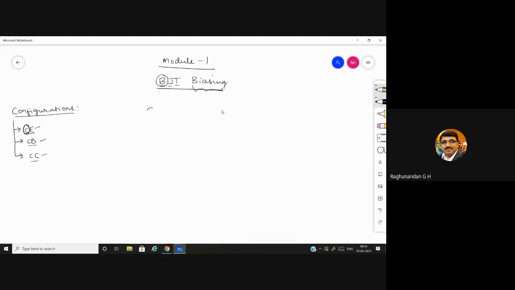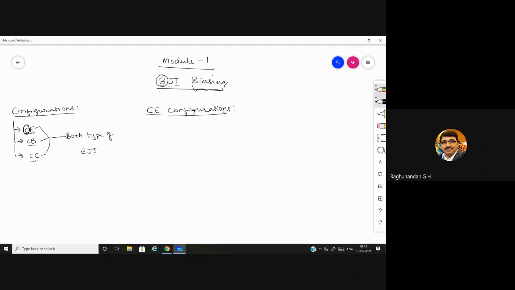So if I take common emitter configuration, then see, common emitter, common base, common collector. This configuration applies to both types of BJT. Both types of BJT can be rigged up in common emitter, common base, common collector configuration.